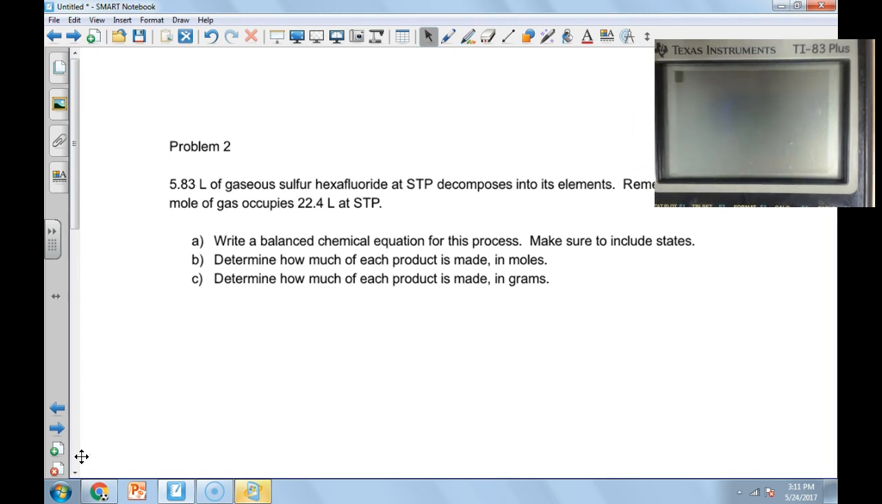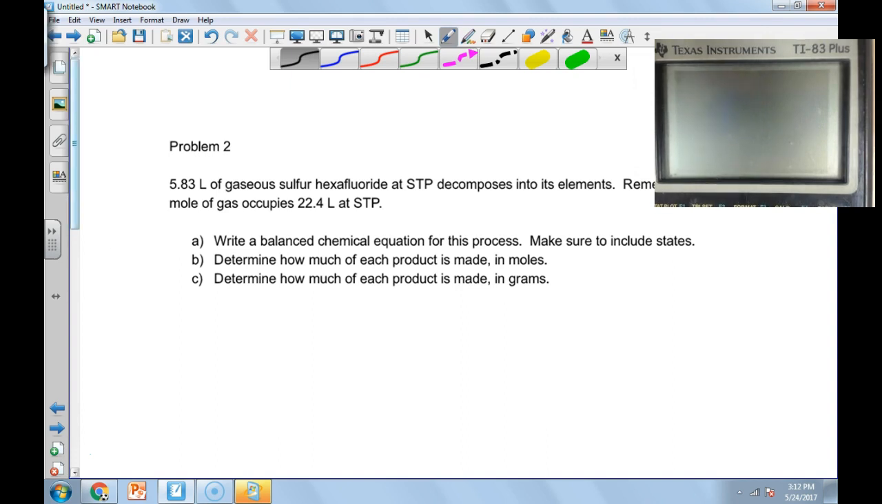And in this case, I really like this problem because we're not necessarily dealing with grams. We're dealing with liters, so we're dealing with a volume of a gas. Okay, and I kind of really like that. So let's get started on some of this, and then we can see what we get for an answer.